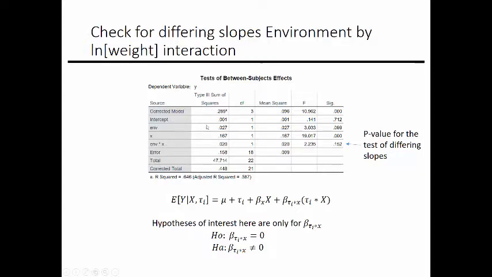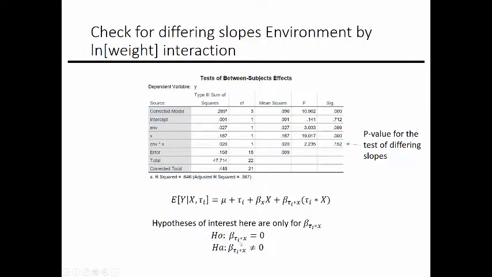And what happens? Well, again, we're not interested in the corrected model or the intercept, but I am interested in the effect of the interaction. I'm not interested in environment, and I'm not interested in X at this point, because the only question I have right now is, is there any indication that the slopes are different between the environments? That's what this interaction tests. So I come across and I look here and I say, well, 0.152 is the p-value for testing this differing slopes, and that's greater than 0.05, so there's no indication that the slopes are different.